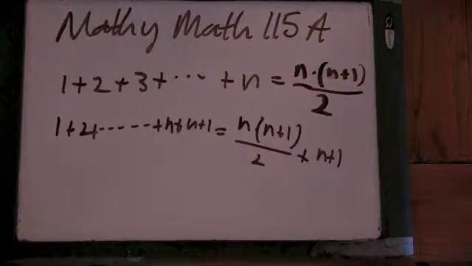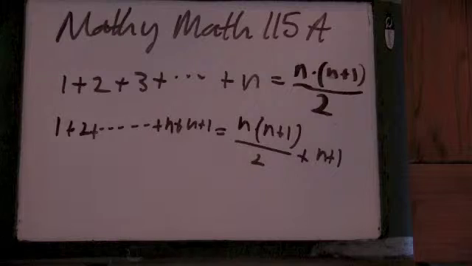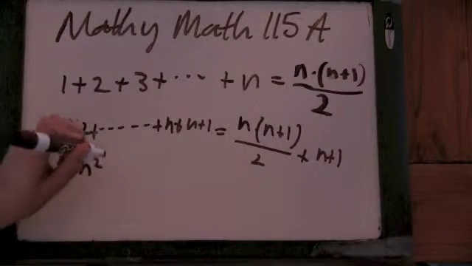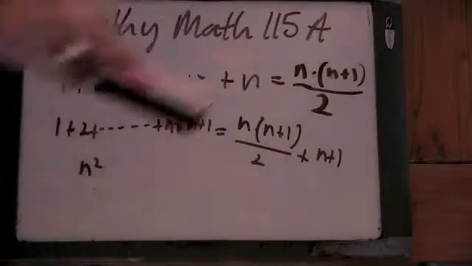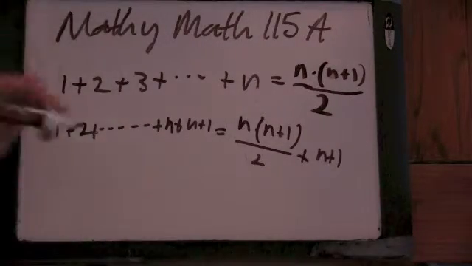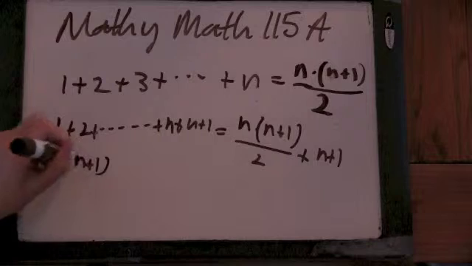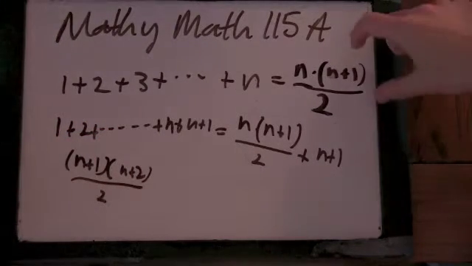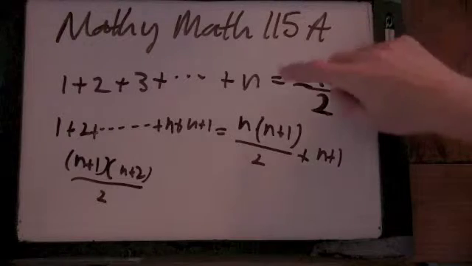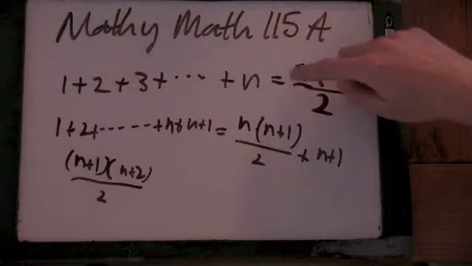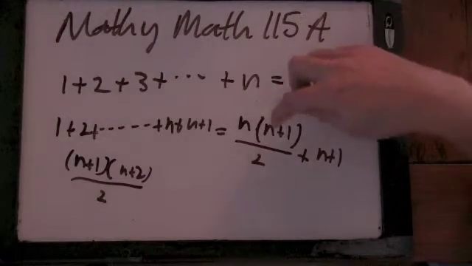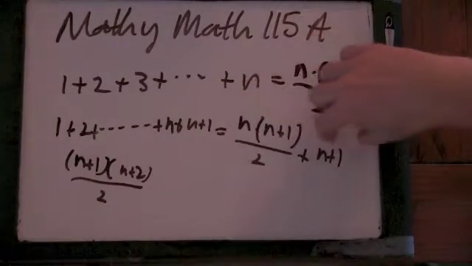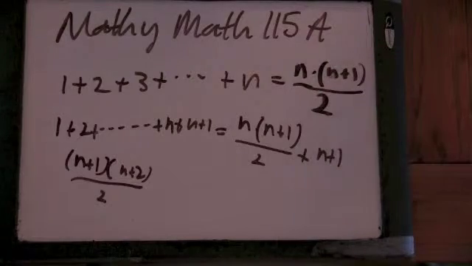Okay, good. And what different expression than this should it equal? It should equal n plus 1 times n plus 2 over 2. Right, so if this formula is true, and we change n to n plus 1, this should equal n plus 1 times n plus 2 over 2, which should equal this if we just add n plus 1. So how can we check that?